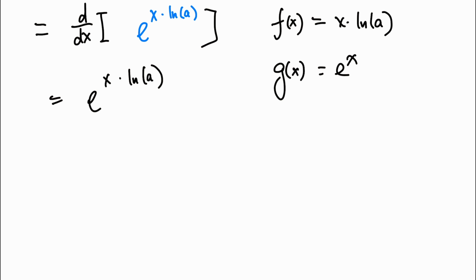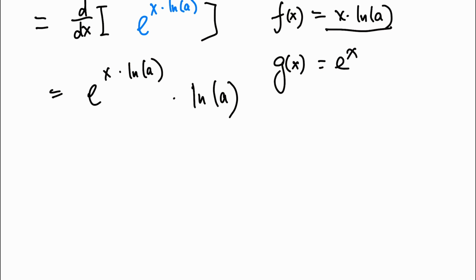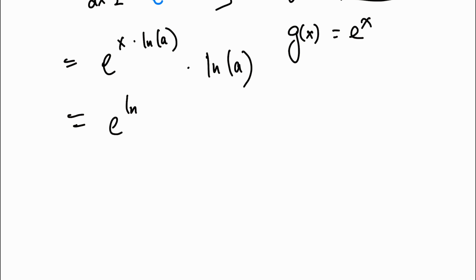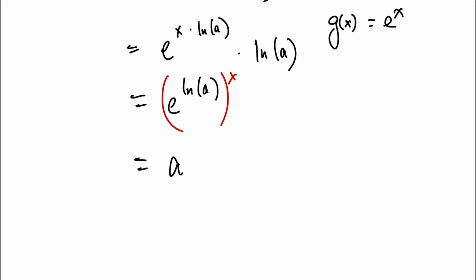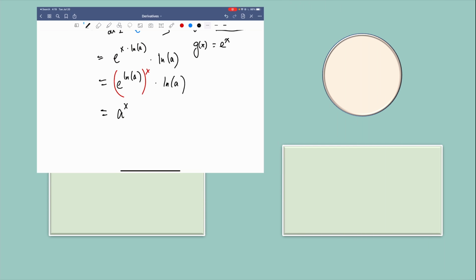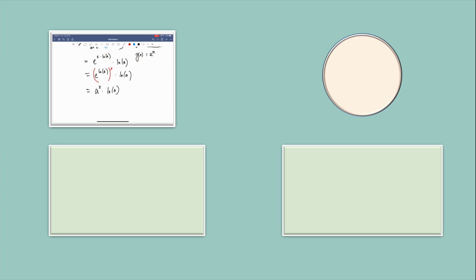times this derivative. For this derivative, obviously, we can use the constant multiple rule. So that is just equal to ln of a. And if we unpack this as e to the ln of a to the x, then we figure out that the thing inside the parentheses is just equal to a. So that will be a to the x. That will be a to the x times ln a.